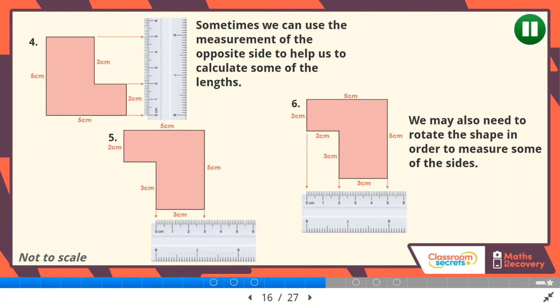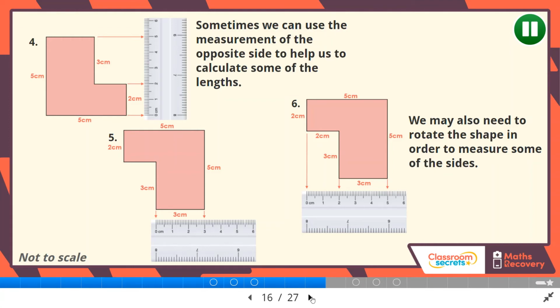Sometimes we can use the measurement of the opposite side to help us to calculate some of the lengths. Look at step 4. The longer side and shorter side on the right of the shape total the same length as the long side along the left. We can see that it is 3 centimeters. 3 centimeters add 2 centimeters equals 5 centimeters.